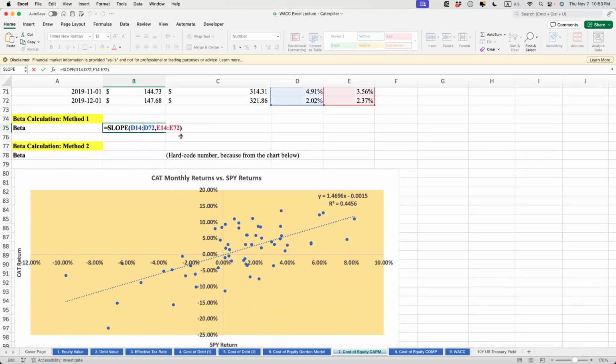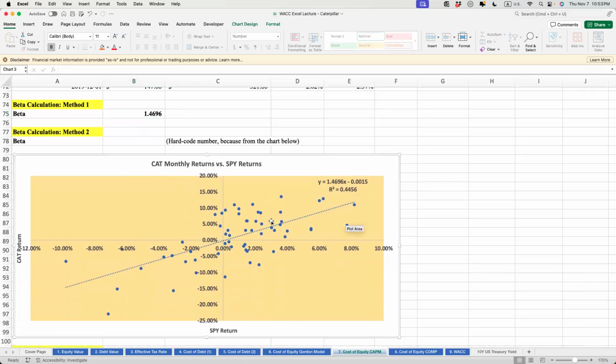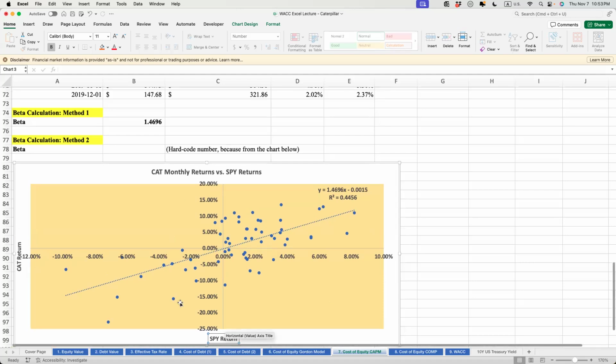Why do we use a slope function? That is why I showed you the second method here. Basically, you can visualize this. This is a topic from the statistics you learned in your stats class, referred to as a linear regression, or more specifically, simple linear regression. In this graph, we try to identify the relationship between the market portfolio return and the individual stock return. In other words, we want to see how Caterpillar's return moves whenever the market changes.